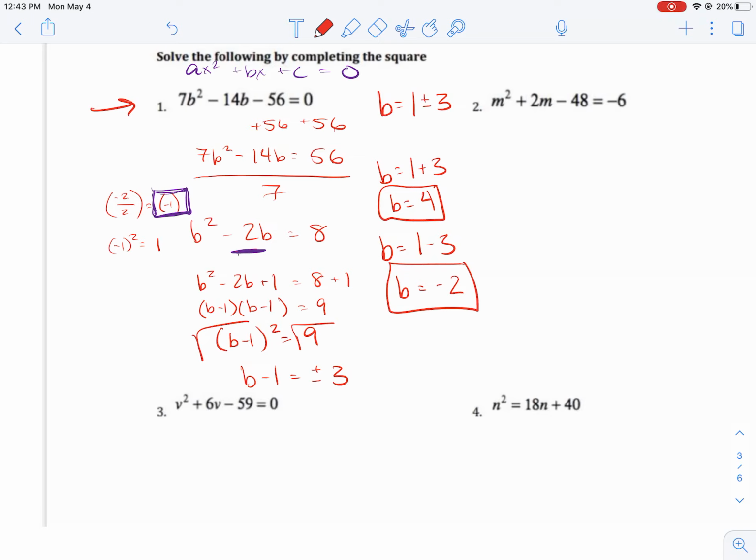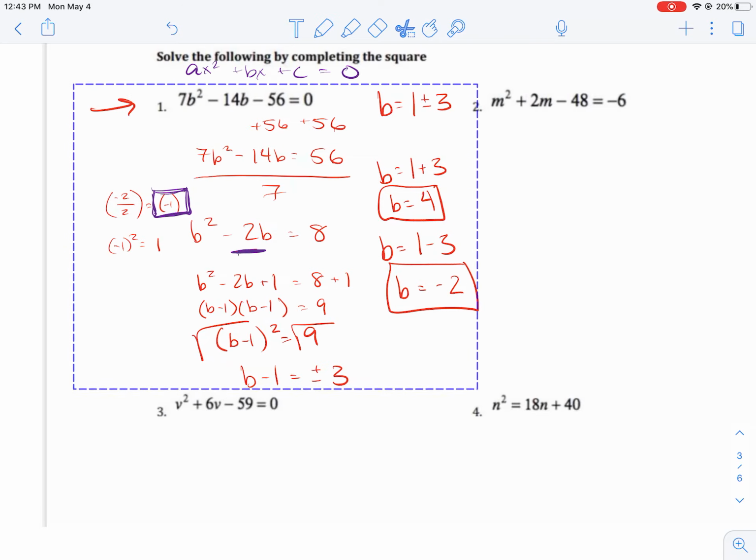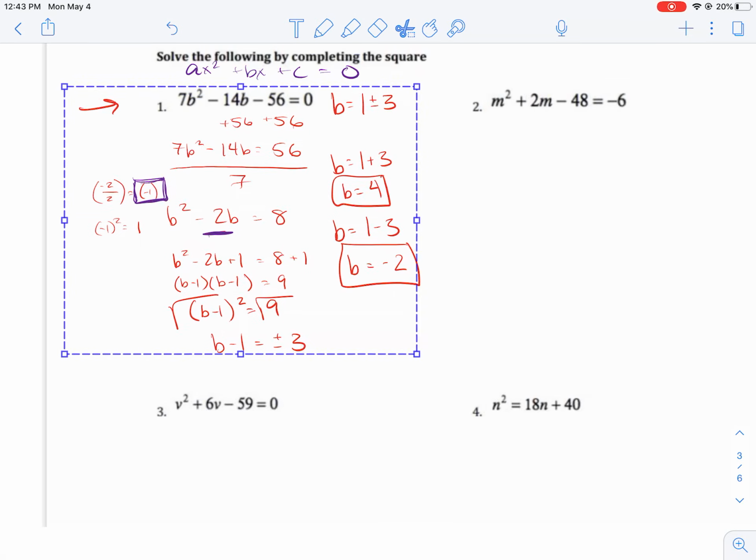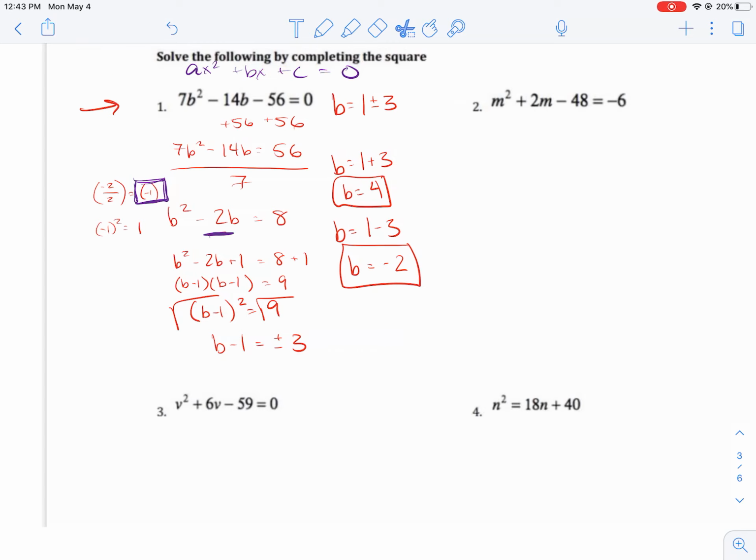Well, what we just found is that these two points, positive 4 and negative 2, are where our graph, our quadratic, is crossing the x-axis. So these are what we want to call our roots. Okay? So let's try another one.